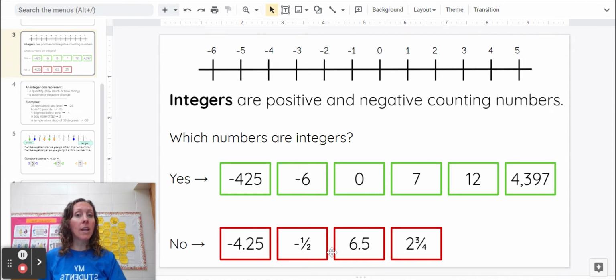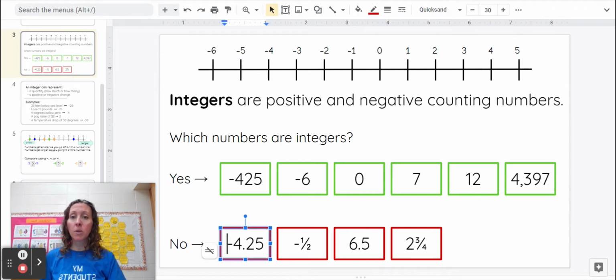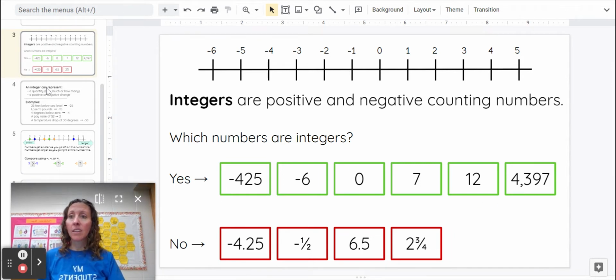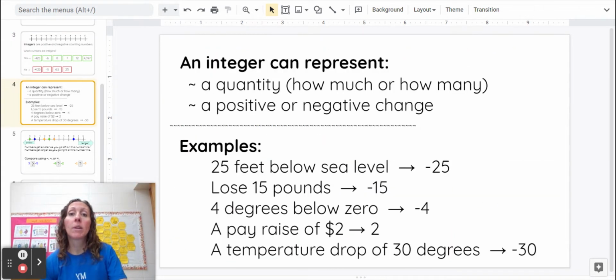Okay, so these ones in red here are not integers because they're either a fraction or a decimal. So just because this first one here has a negative does not make it an integer. All right, so an integer can represent a quantity, which is how much or how many, or it can represent a positive or negative change.